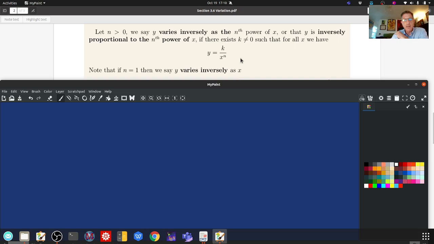What they want to immediately get you to is indirect variation or inverse variation. So in this case, n has to be greater than 0.